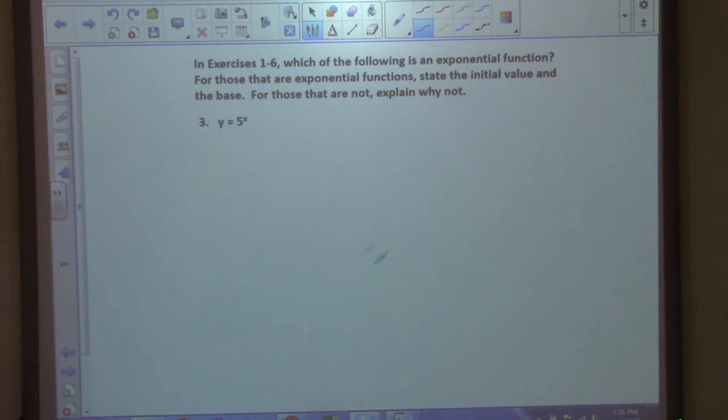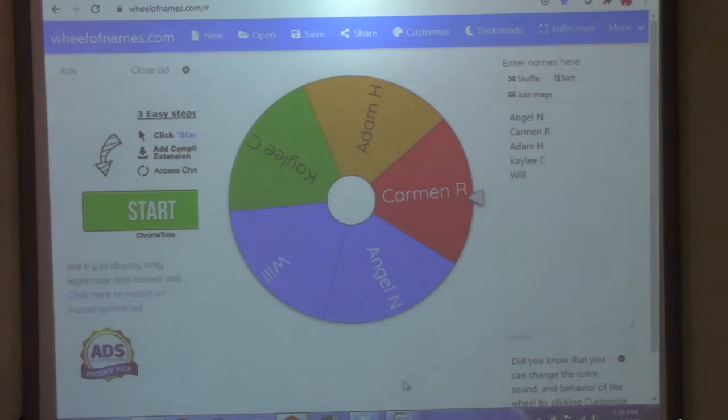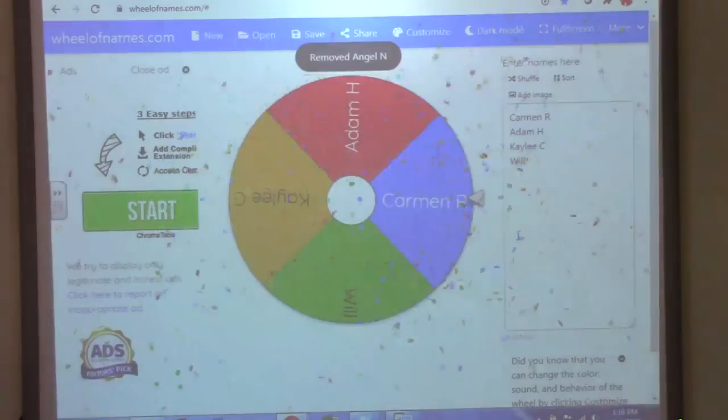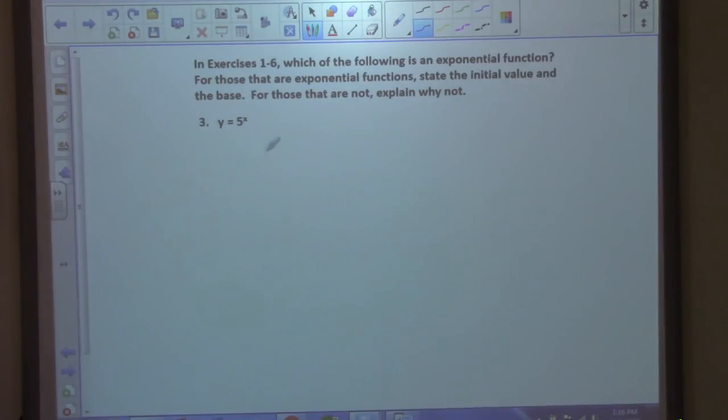Okay, next. We're calling somebody for this one. Angel, we're going to get you for this one. So he says yes, and initial value 1. The base is 5. Okay, questions on that one?